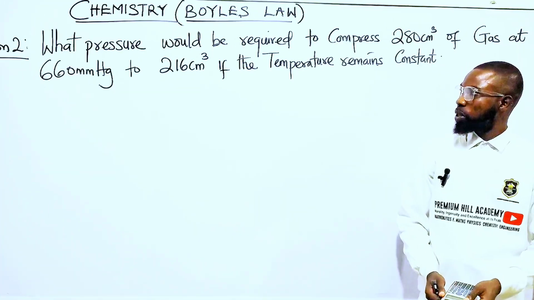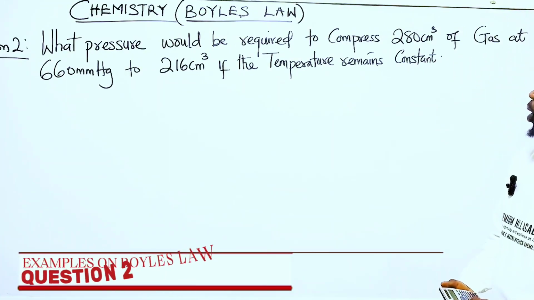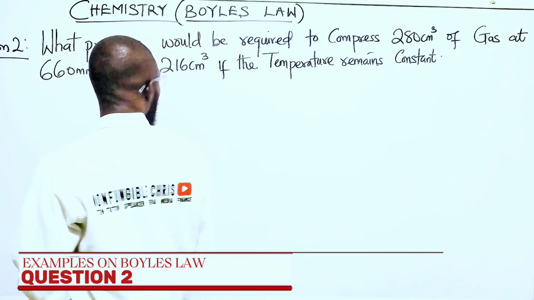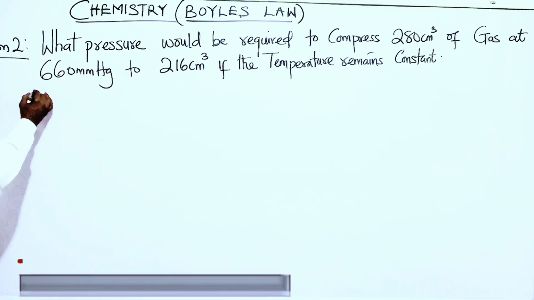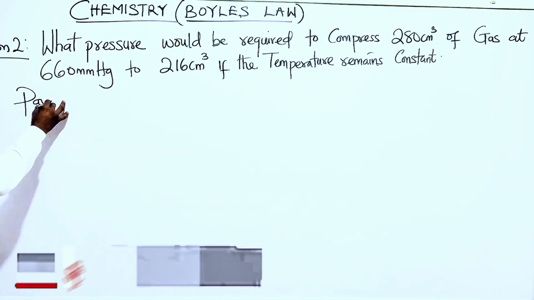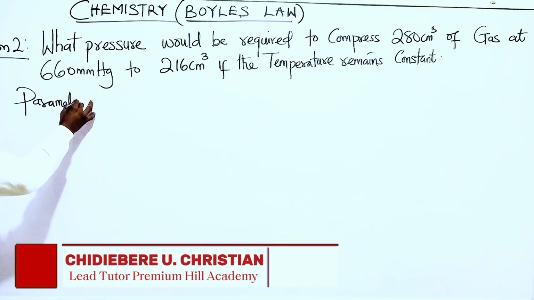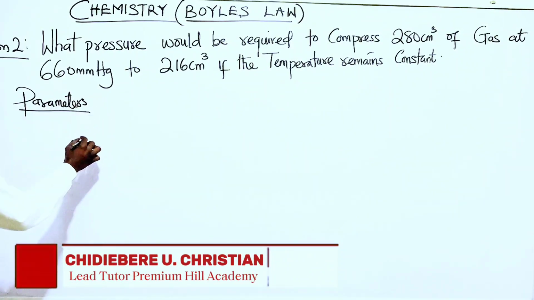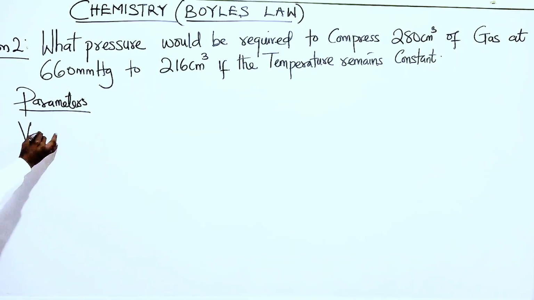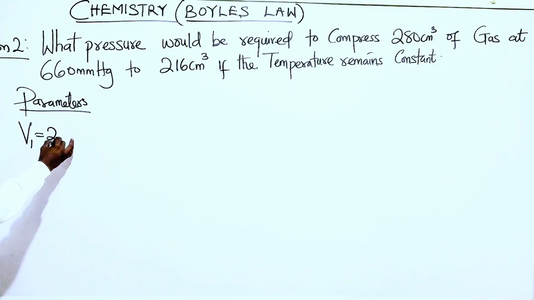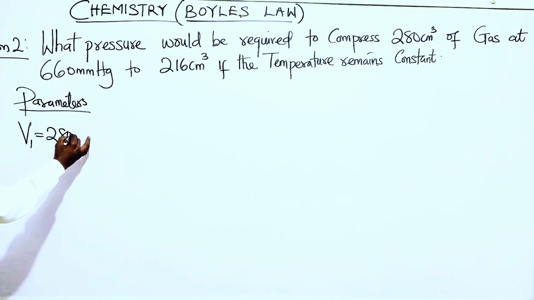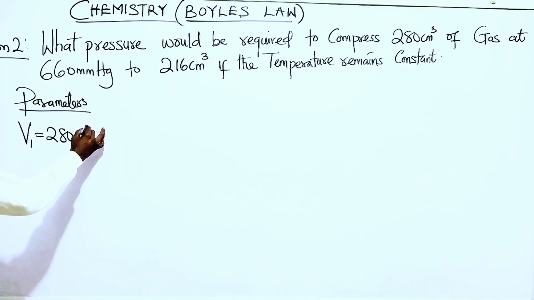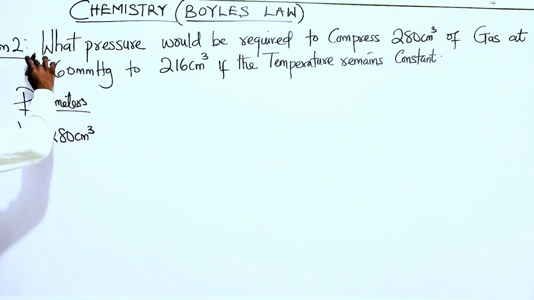Alright, so question number 2 says, what pressure would be required to compress 280 centimeter cube? So our parameters, let's take parameters. We already have our first volume there. Our first volume is 280 centimeter cube. So look at this. What pressure will be required?